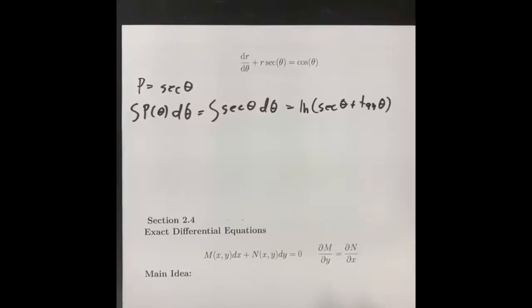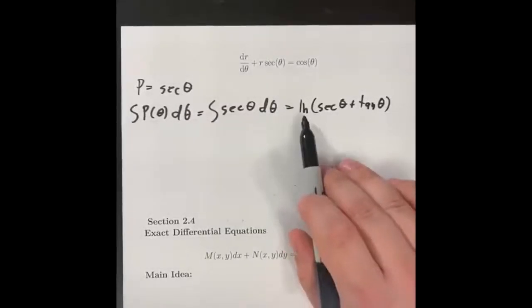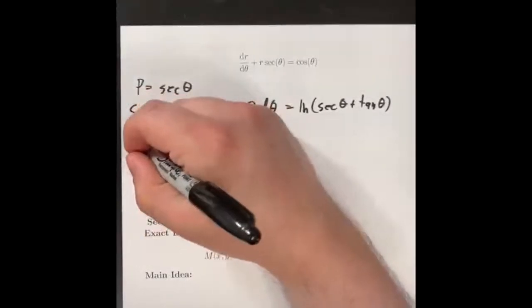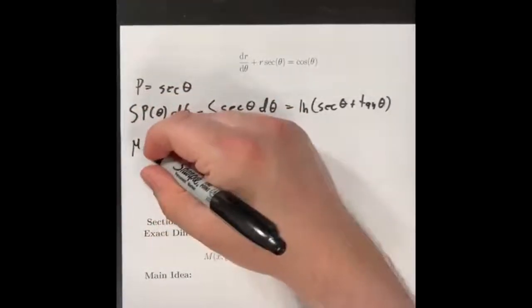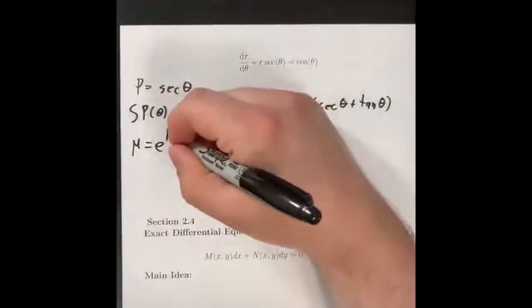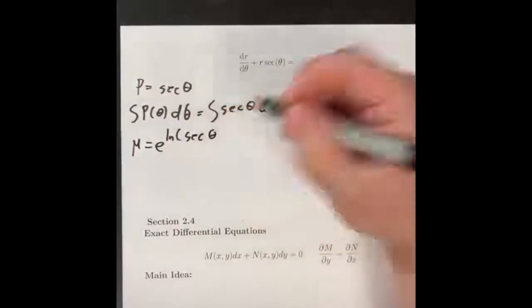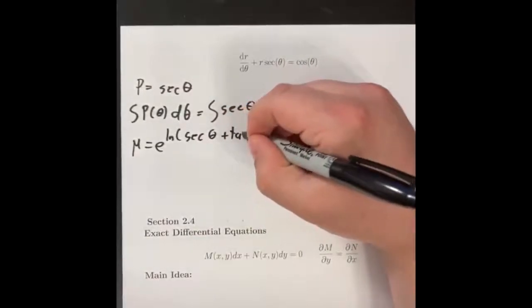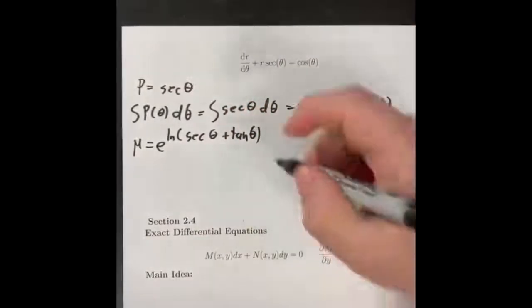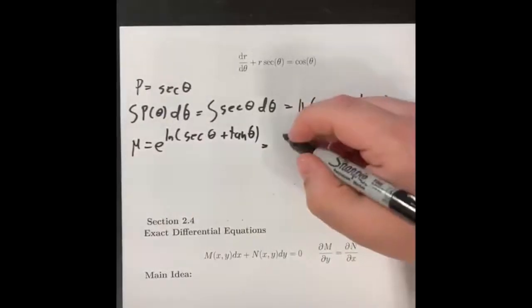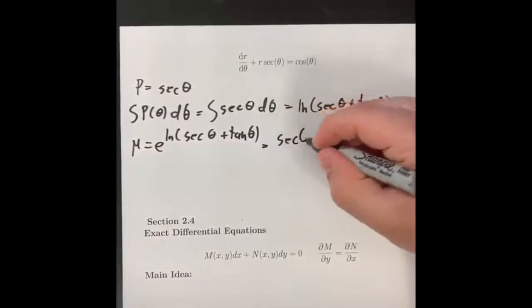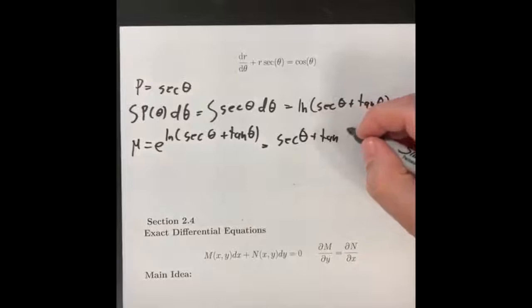So look that up. And that's actually really nice, because when I find mu, our integrating factor, I have e to that natural log, and that's going to cancel out. Obviously someone was thinking that when they created this problem. So the e and the natural log cancel out, and we're left with secant plus tangent.